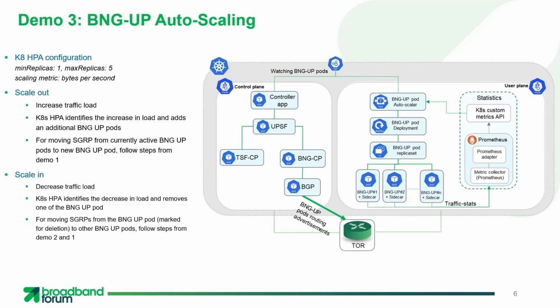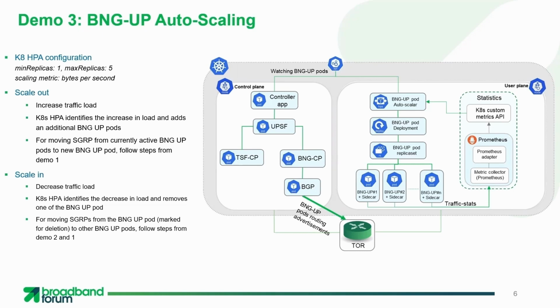A horizontal pod autoscaler continuously observes the traffic load, and when average traffic load becomes greater than the threshold value, it adds a new BNG user plane pod. UPSF, with the help of the BNG controller application, starts migrating some of the subscriber groups that are active on other user planes to the new user plane pod by following the make before break sequence that we have demonstrated earlier.